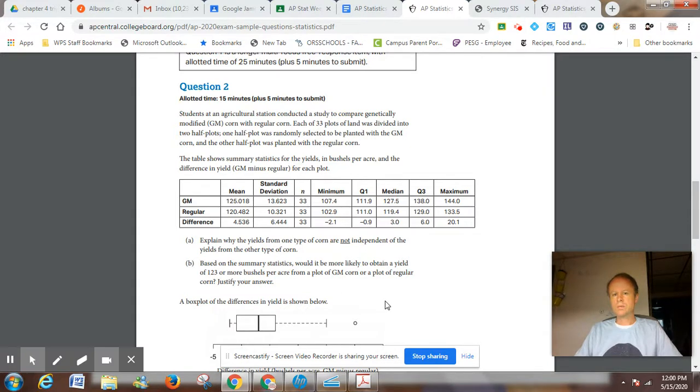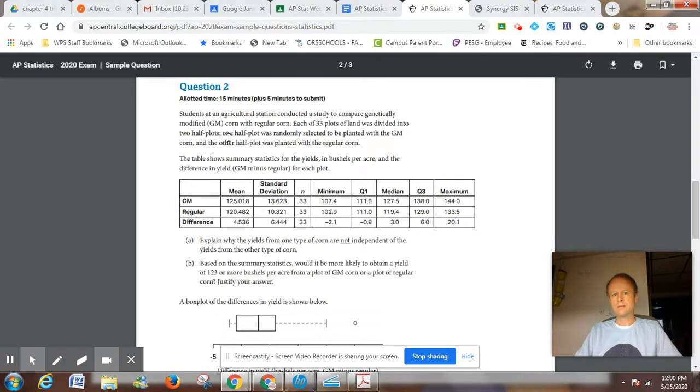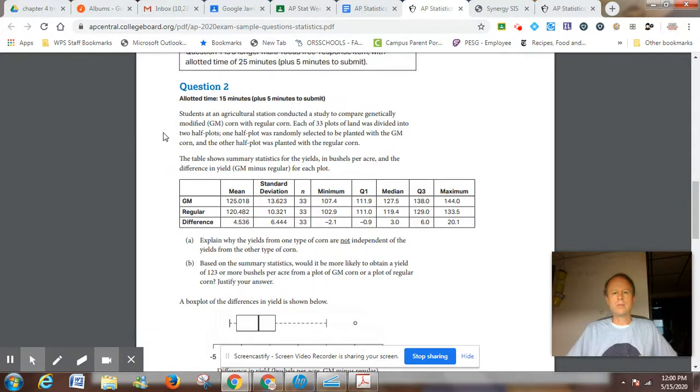So with this one, we want to take a look back at the original question, the setup here. What we're doing is we're taking a plot of land, actually 33 plots, and then we are breaking those plots into half plots. So the 2 types of corn are being planted in every plot. So every plot has both types of corn. So remember, independent means there's no association between the types of corn or the yield of the corn.